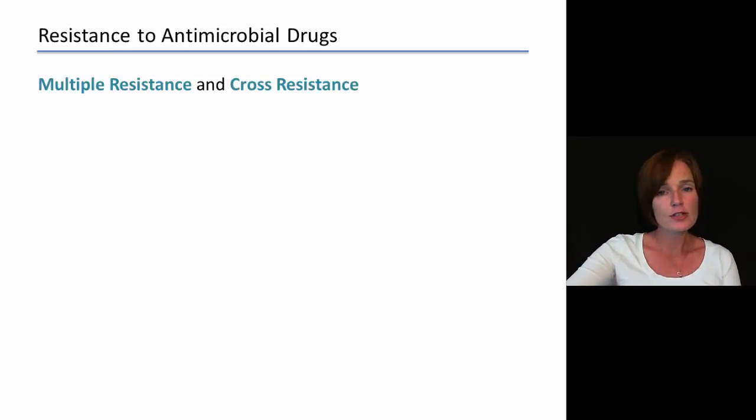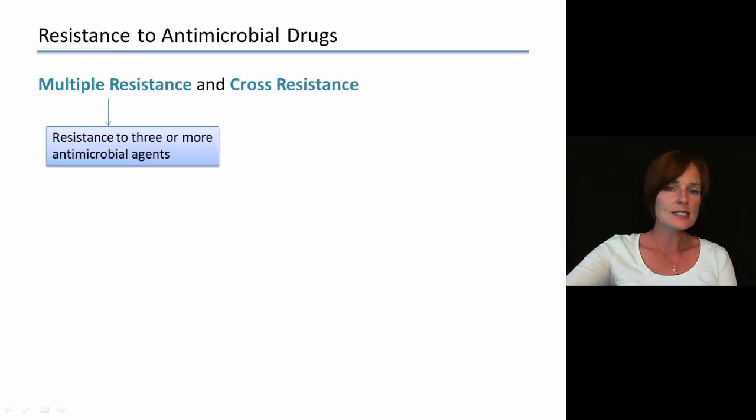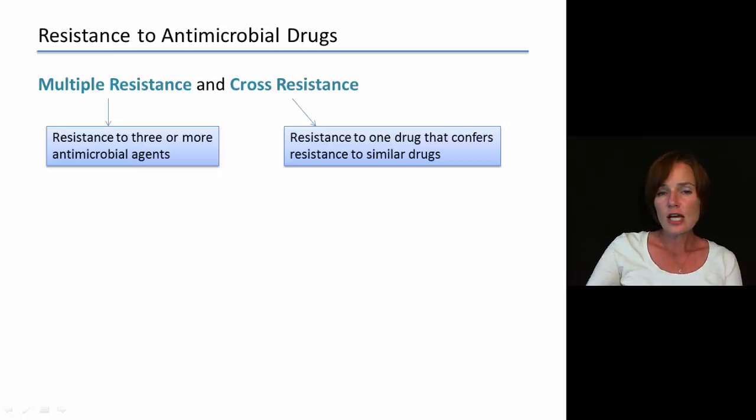If we talk about different types of resistance, it falls into two main categories. We have what's called multiple resistance and then also cross resistance. The multiple resistance is going to be when there is resistance to 3 or more antimicrobial agents. So basically there is a cell that has resistance to multiple drugs that we might try to use. If we're talking about cross resistance, this is referring to when resistance to one drug is going to confer resistance to some similar drugs. So we will find that the microbe might be resistant to a specific class of drugs that may have very similar shapes.